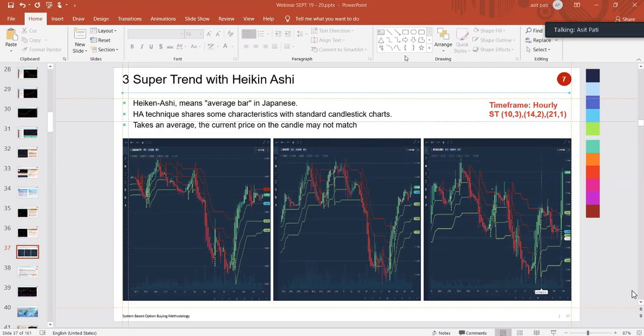So what we're looking at for intraday, you can put in 10-3, 14-2, 21-1. And if price has gone below or above all the time frames, I'm talking about parameters, it will give us a buy or sell kind of thing.